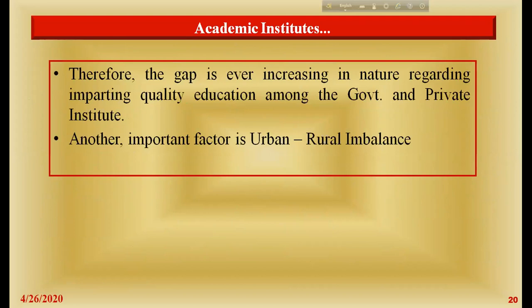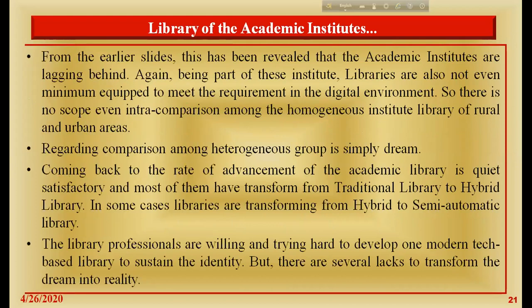Another important factor, as I told earlier, is the rural-urban imbalance. Now, from the earlier slides, it has been revealed that the academic institutions are lagging behind. Again, being part of these institutes, libraries are also minimally equipped to meet the requirements of the digital environment. So there is no scope even for comparison among homogeneous institute libraries, even in urban areas. Regarding comparison among heterogeneous groups, it is simply a dream, like corporate libraries, CSIR libraries and any other private institute libraries, research libraries, subject-based specific libraries like that.